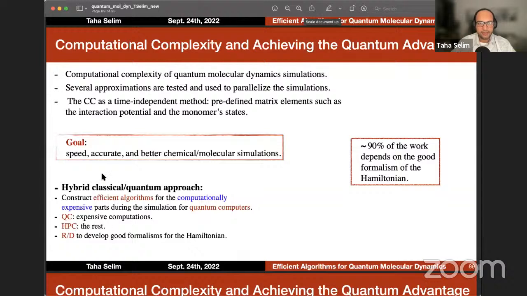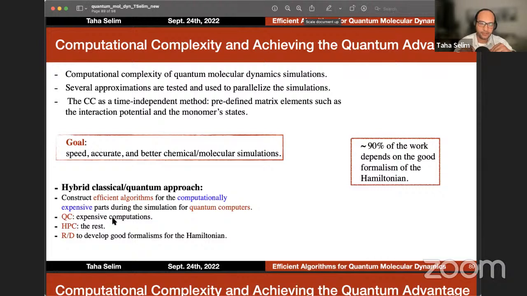The third thing is that there are also ways, we have an idea how to make a hybrid classical quantum approach, and in that sense, we can construct efficient algorithms for computationally expensive parts. We see that the most expensive part is the solution itself of this Euler-like equation, which is the Schrodinger equation.